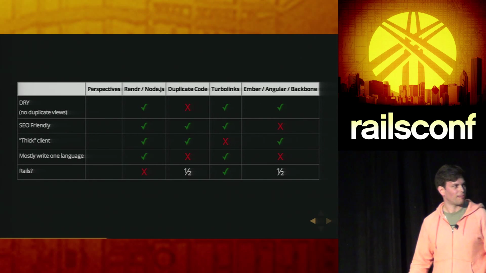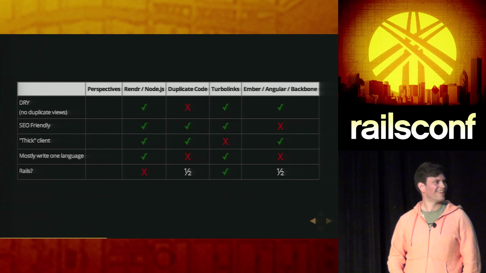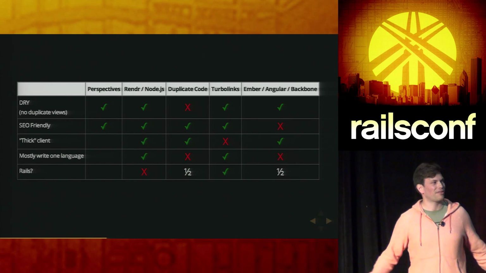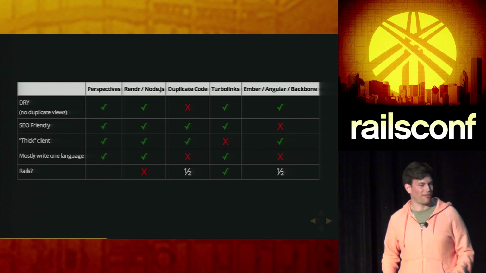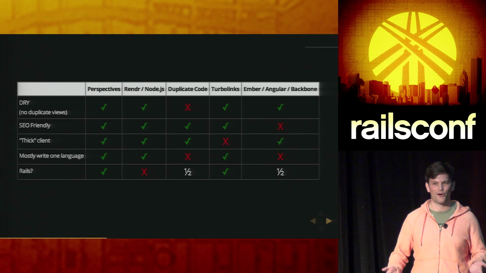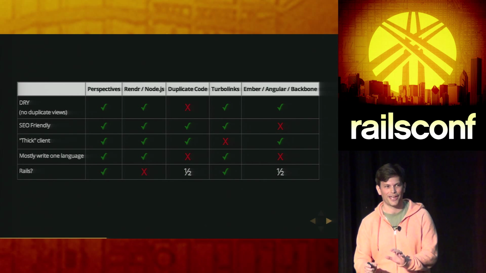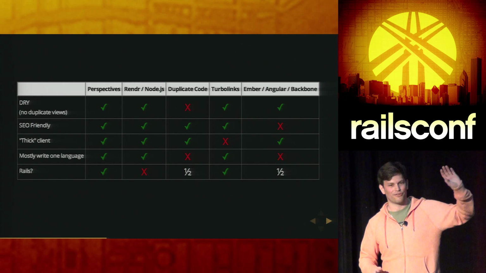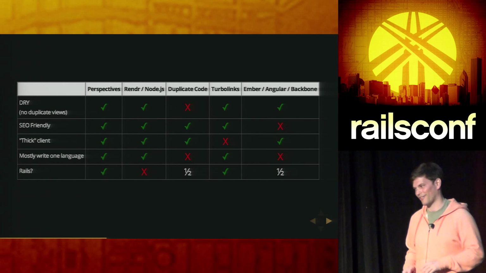So let's see how it stacks up on the chart that I just made. It's DRY, it's SEO friendly, it's a thick client, you write mostly one line. I think you see where this is going. And it's Rails. So I checked all the boxes in my own talk. This is a key thing. You have to be able to do this. If you're going to speak at RailsConf, you've got to have a chart that checks all the boxes. This is good.